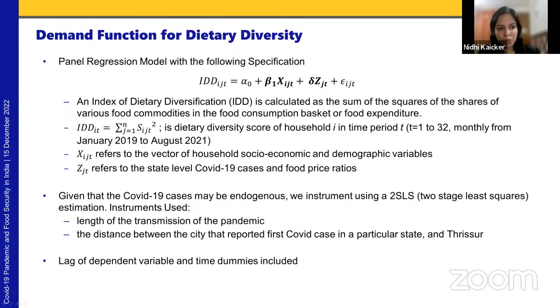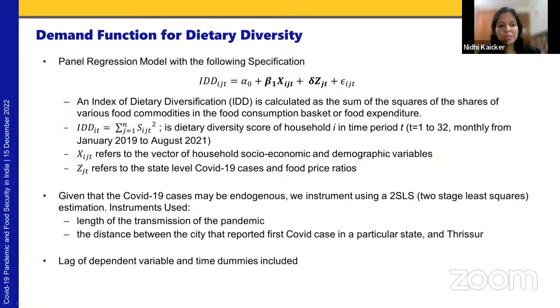So we use 8 food groups to construct the IID, that is Index of Dietary Diversification. These are staples, which is cereals and pulses. Second is vegetables. Then third is fruits. Fourth is all milk and milk products. Fifth is oil. Sixth is all meats and eggs, so meat, fish, eggs. Seventh is sugar. And the last one is all other items, which includes packaged processed foods and anything that has not been included in the 7 food groups.